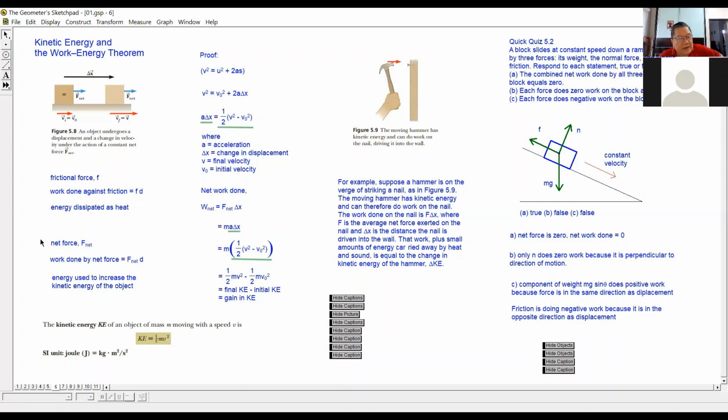So this net work done being converted to kinetic energy is not something that we suspect or think, but it is proven here that the net work done is actually used to increase the kinetic energy.